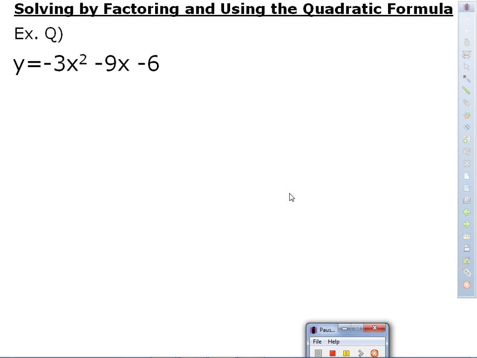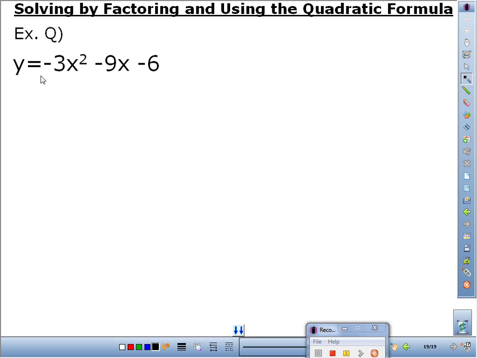All right. Let's solve this first by factoring. Here we go. Let's go pretty fast since we already know how to do these, right? So step 1, substitute y for 0. So therefore this becomes 0 equals negative 3x squared minus 9x minus 6. Like I said, first we're going to solve it by factoring, which is the one that we've been doing, right? From there, what's the GCF?